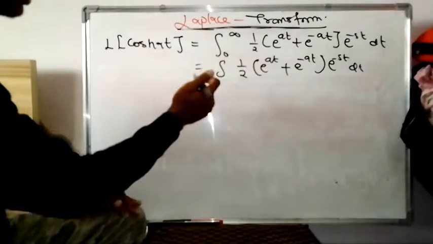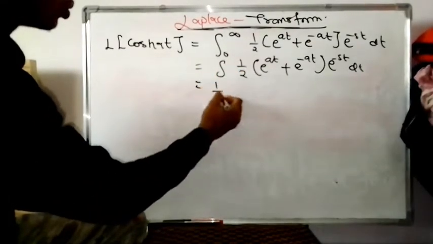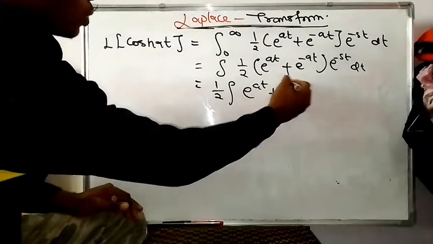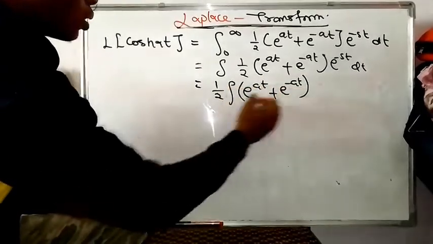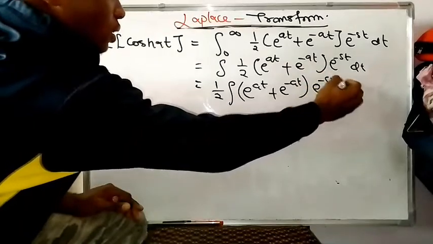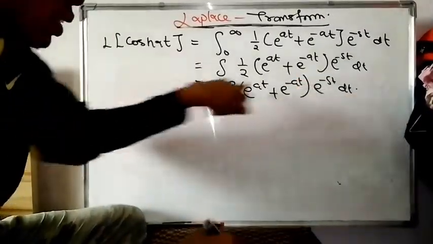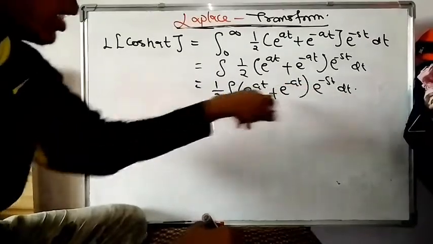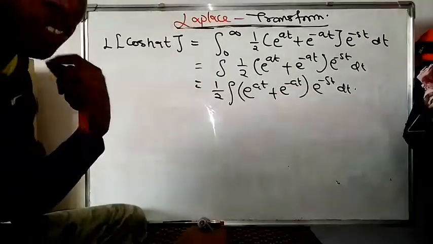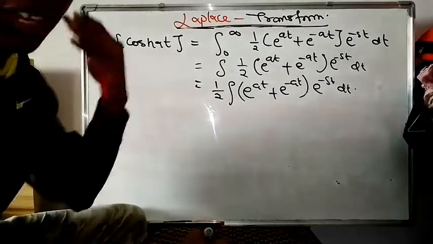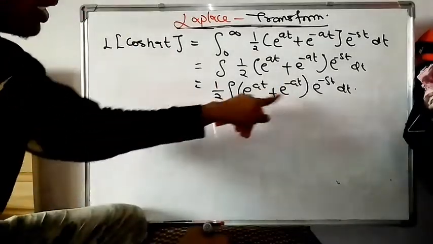So taking the constant to the back of the integral sign, we're having 1 over 2 integral of (exponential at plus exponential minus at) times exponential minus st dt. So we can multiply through by exponential minus st. I explained in the previous video that the exponential of m times the exponential of n is equal to the exponential of m plus n. So exponential of at times the exponential of minus st.